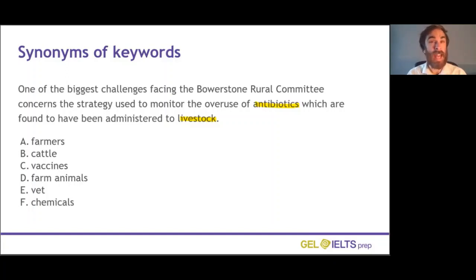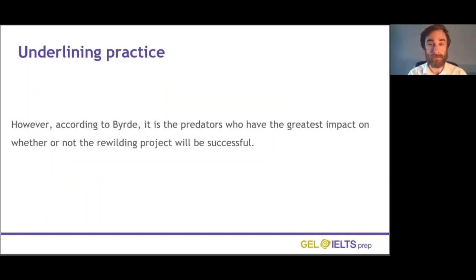Livestock means the animals which we keep on a farm, for example, cows, sheep, or pigs. So cattle is an approximate synonym, and of course, farm animals is an approximate synonym. So this is a useful activity to do in preparation for the exam. Practice reading things, identifying keywords, and thinking of possible synonyms that might match to those sentences.